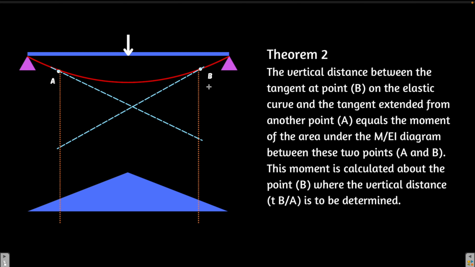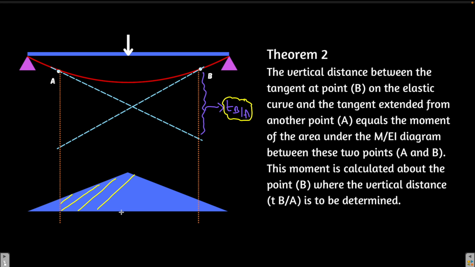So what will this deflection TBA be equal to? According to the theorem, this deflection TBA will be equal to the first moment of area of the M by EI diagram taken about the point B, that is, about the point where we want to find the deflection. In simple words, let me tell you what it means. We want to find this TBA. For that, first we have to draw the M by EI diagram. I have already explained what the M by EI diagram is. It is the moment diagram divided by its flexural rigidity EI.